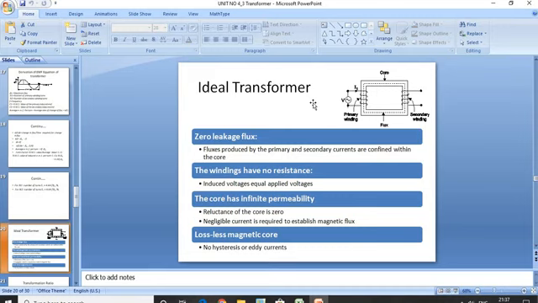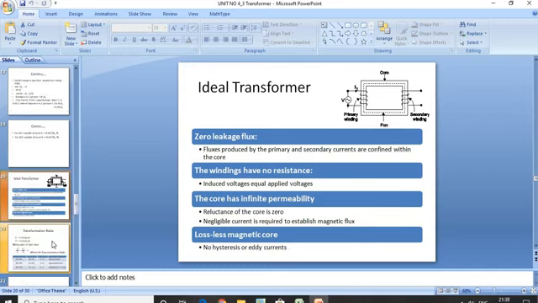Then core has an infinite permeability, so reluctance of the core is 0. Negligible current is required to establish the magnetic flux. Then it has no losses, no hysteresis, no eddy current losses, due to which efficiency of ideal transformer is 100% and regulation is 0.